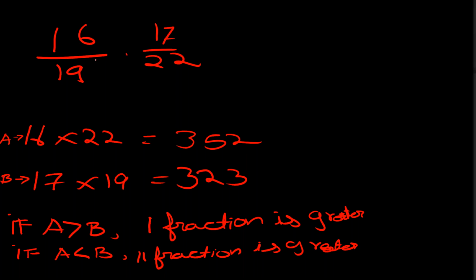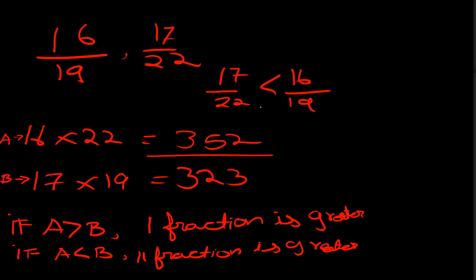Now let us check with our condition. Here it is 352, and here it is 323. So is A greater than B, or B greater than A? A is greater than B. So that means, as per my condition, first fraction is the greatest one. So it's nothing but 17 by 22 is smaller than 16 by 19. Now I got which is greater and which is smaller, right?